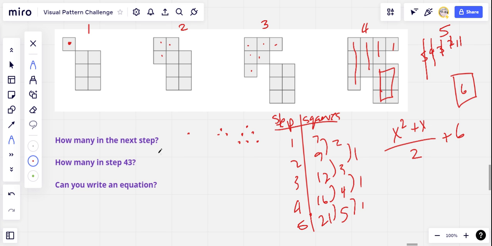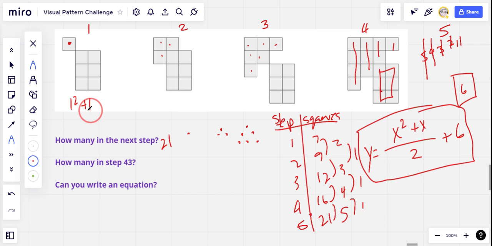I suppose we should write down what's in the next step here. So that was 21. And then our equation, I think it's going to be this, but let's test it. In step 1, we'd have 1 squared plus 1, divided by 2, plus 6. That'd be 2 over 2 is 1, plus 6 is 7. That makes sense. And then here we'd have 2 squared plus 2, divided by 2. 4 plus 2 is 6, divided by 2 is 3, plus 6 is 9. Yeah, that's how many there.